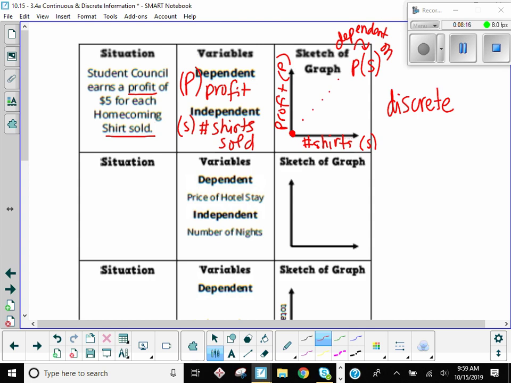That would be the cost of a hotel stay scaled by every night. The cost of a hotel stay depends on what? The number of nights that you stay, right? You think, yeah, okay, so it's discrete. So discrete goes here. Explain the situation in your own words, however you want it to go. I'm not doing anything creative. It's just price of hotel stay depends on number of nights stayed.